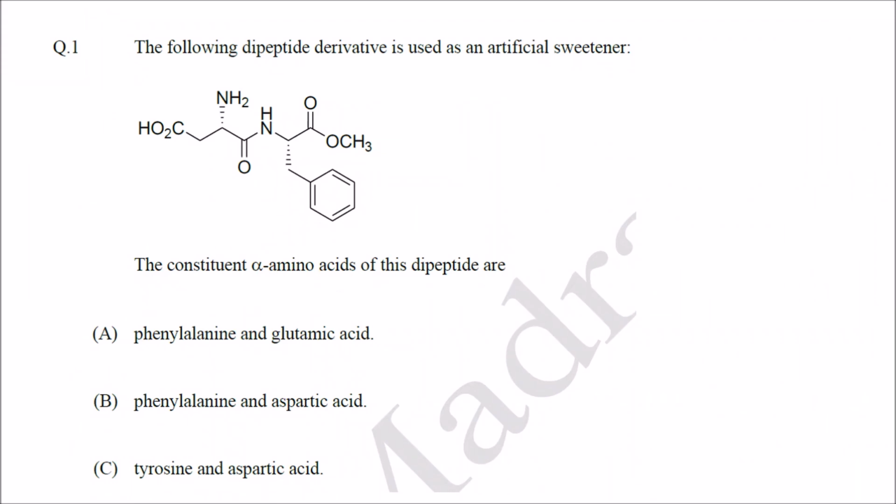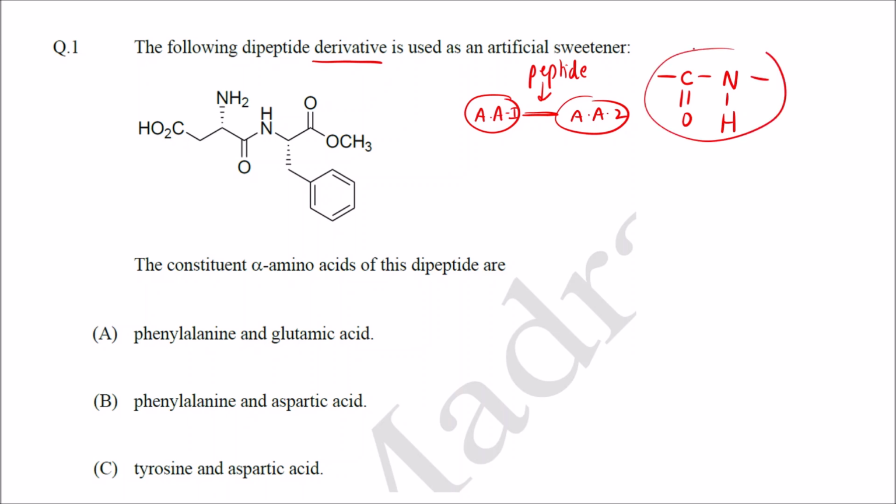So the first question is, the following dipeptide derivative is used as an artificial sweetener. The constituent alpha amino acids of this dipeptide are... Now why this is called a derivative is that we have to understand. Suppose this is amino acid 1, and this is amino acid 2. They are linked by which bond? We know it is a peptide bond. And what is exactly a peptide bond? It is an amide linkage, CONH. So you have to find out this amide linkage first.